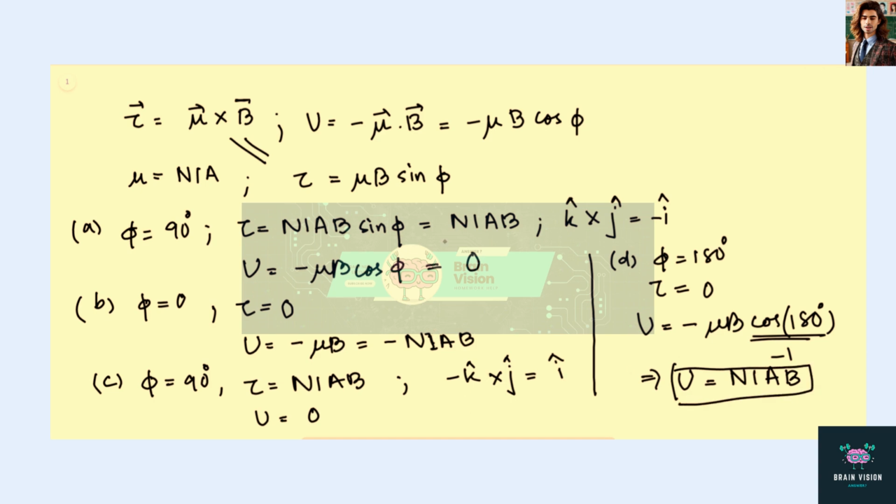Comparing all these parts, you can see that when torque is maximum, the potential energy U is minimum. And when the magnitude of the potential energy is maximum, the torque is 0.